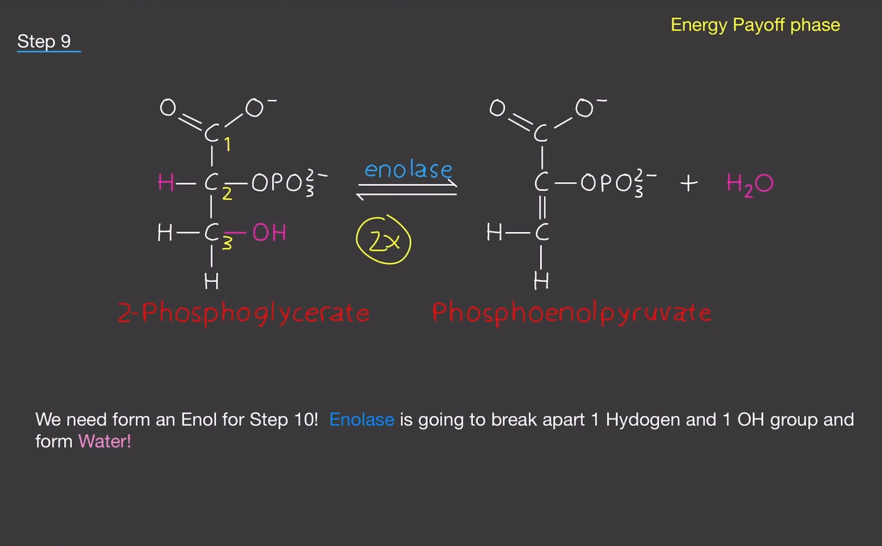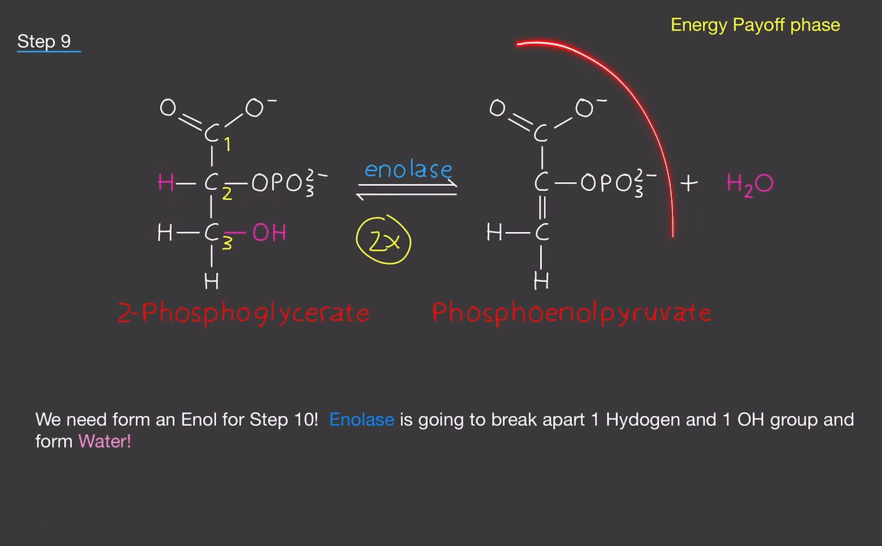Alright, step 9. Now we have 2-phosphoglycerate. Here's what our body's going to do. We're going to use an enzyme called enolase. And we're going to form an enol. So the OH on carbon number 3 and the hydrogen on carbon number 2 is going to break off due to enolase. And since we have 2 hydrogens and 1 oxygen, that's another way of saying H2O, or water. So these are going to break off and form water. That's it. Pretty simple. Enolase helps break it off here and form water.